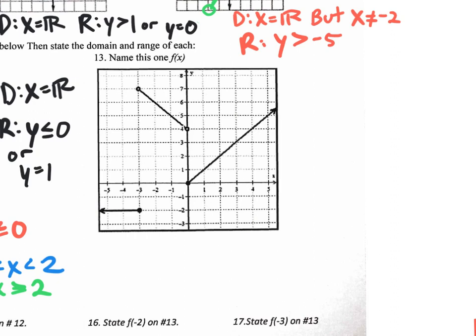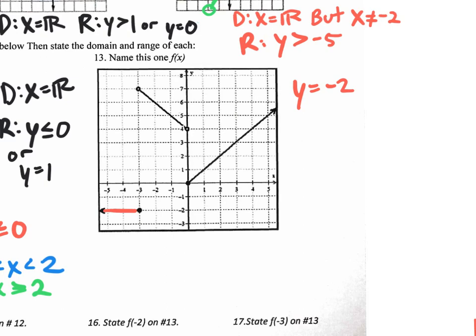Last one. Which function should I start with? Which part of the line should I start with? The one on the bottom left, right? Because you're going to be looking at it from left to right. So what line represents that horizontal line that would normally cross through the y-axis at -2? What is that called? The equation. Y equals -2, correct?